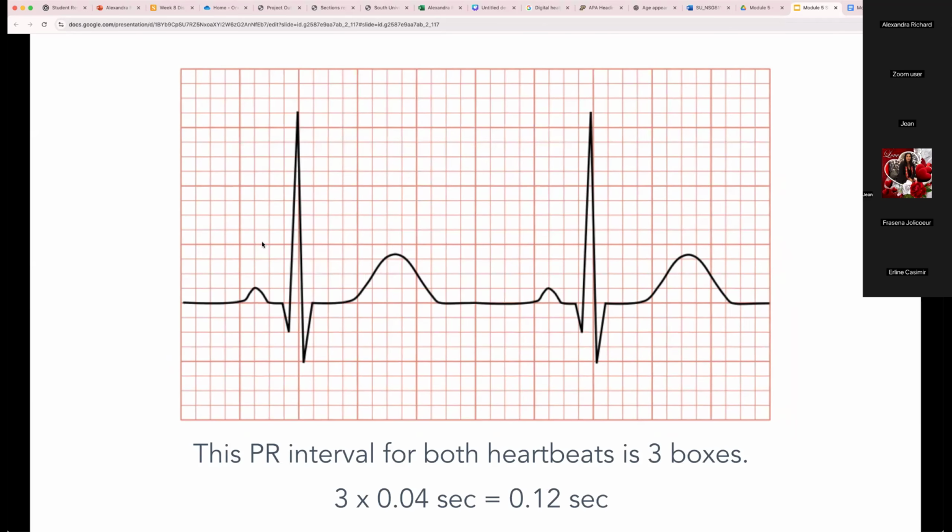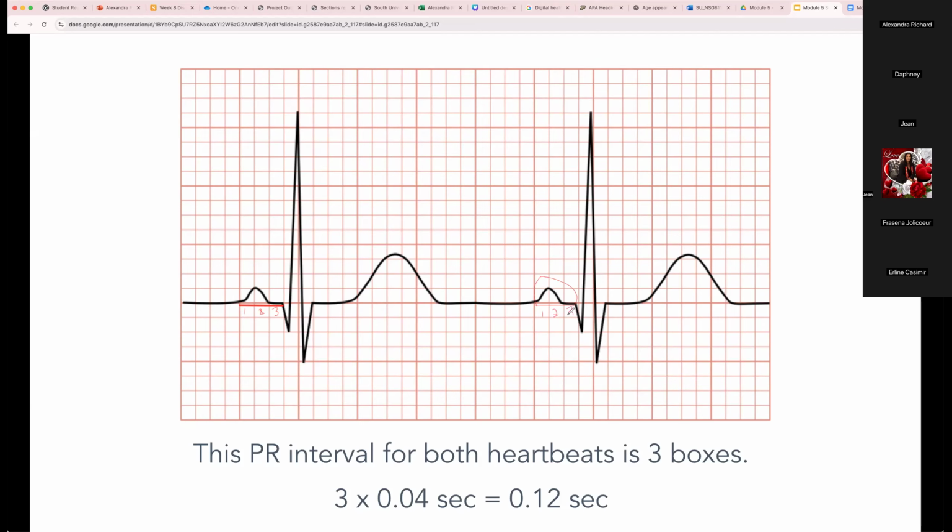Okay, so very good. So this PR interval is 3 boxes. So let's see, how did we get to that conclusion? Remember, the PR interval is from the beginning of the P wave to the beginning of the QRS, right? So that's how we get our 1, 2, and 3, okay? And it's the same here, it's just 1, 2, and 3.